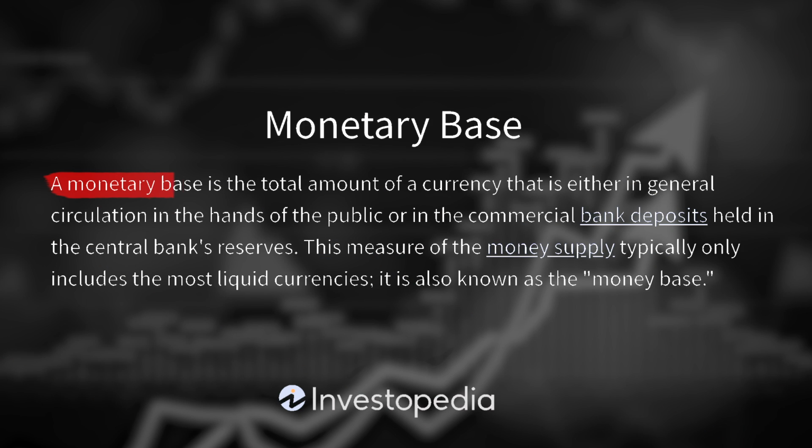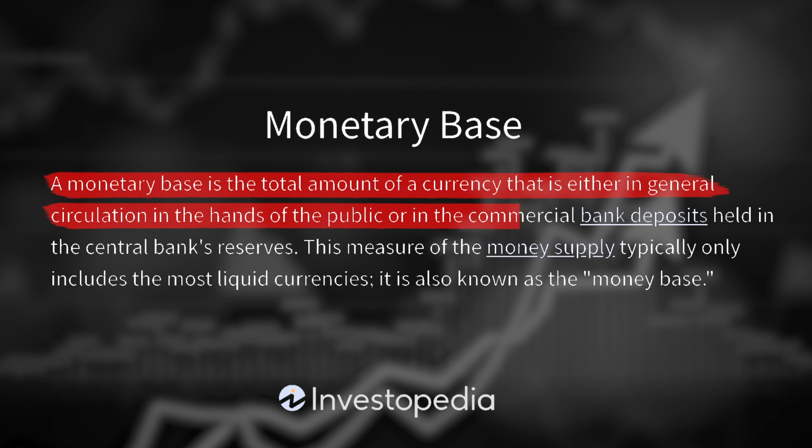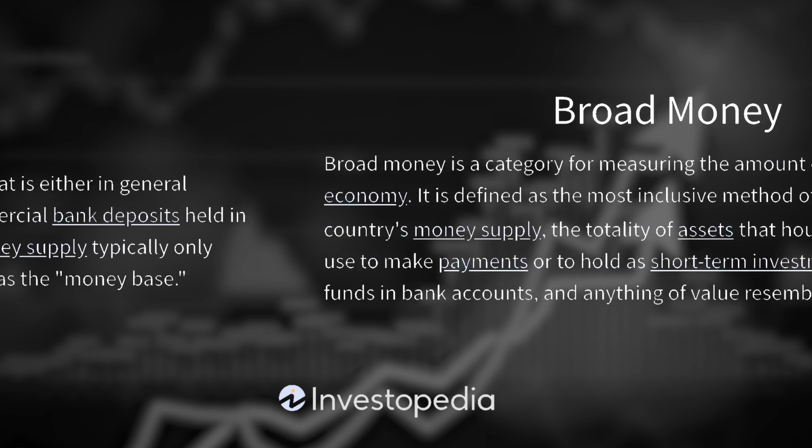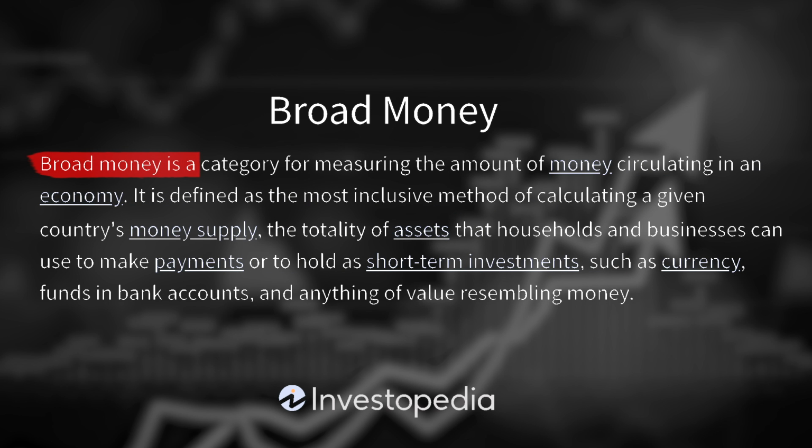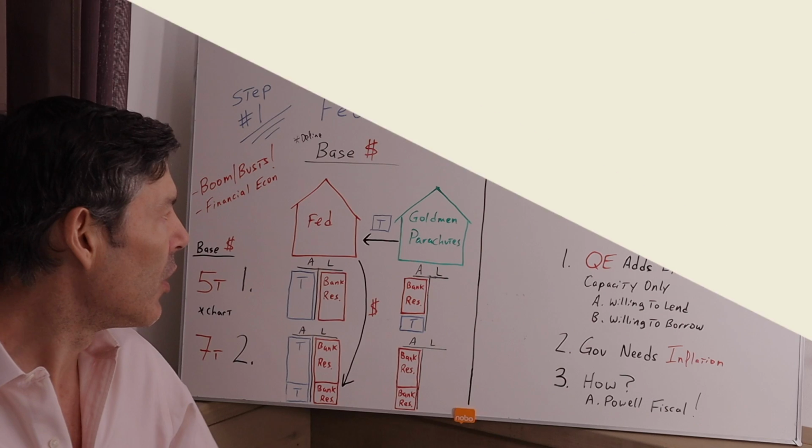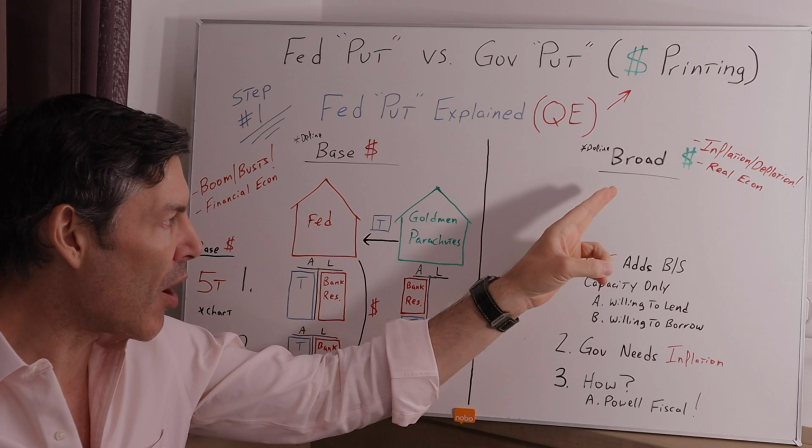The monetary base or base money is the total amount of currency that is either in general circulation in the hands of the public or in the commercial bank deposits held at the central bank reserves. In other words, bank reserves held at the Fed. Where broad money is a category for measuring the amount of total money circulating within the real economy. So base money and broad money.